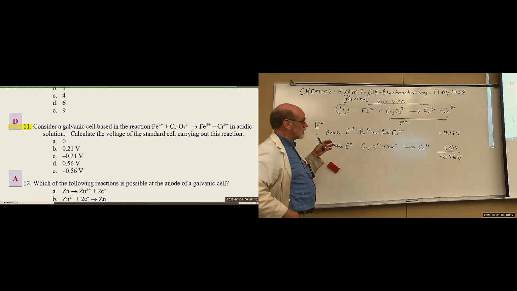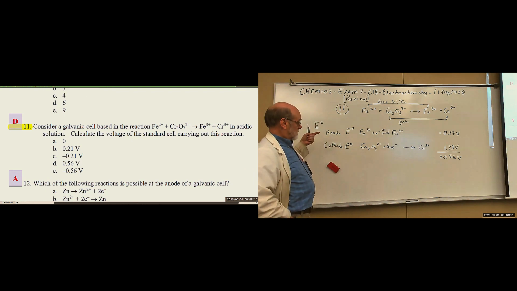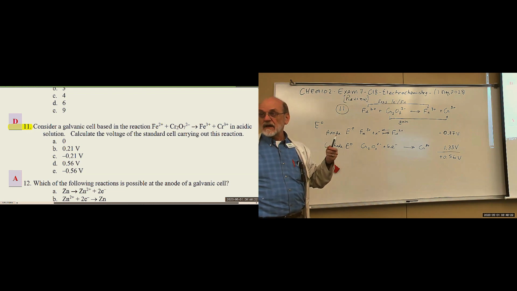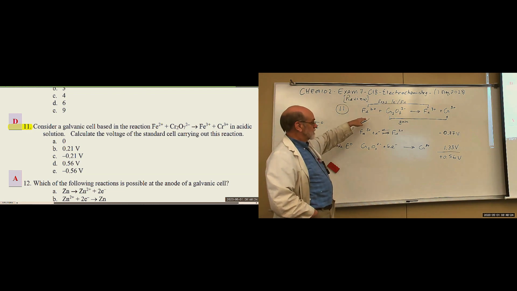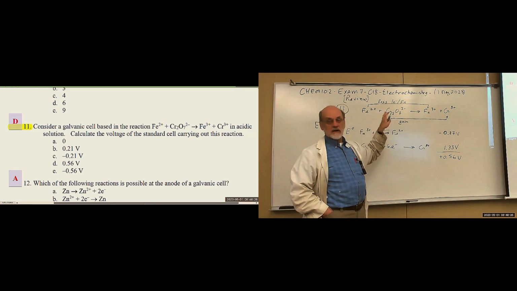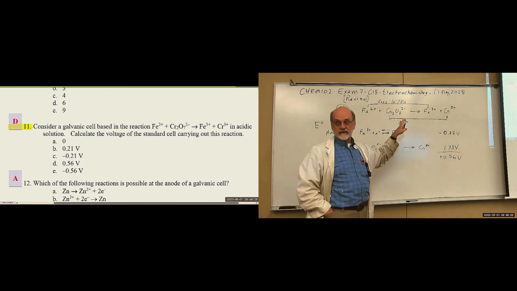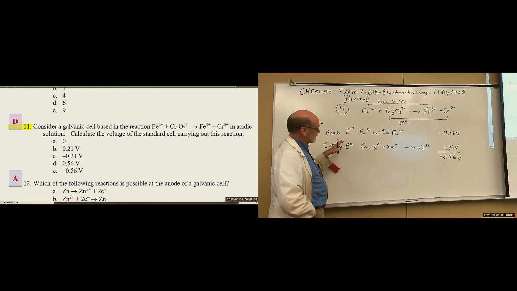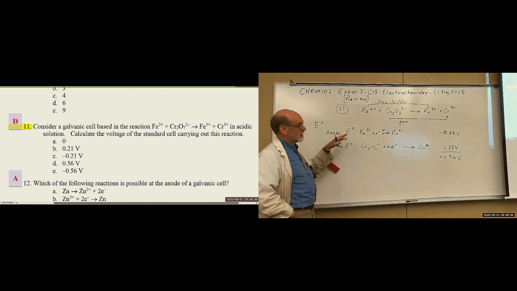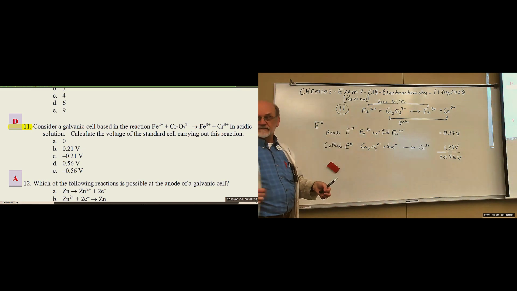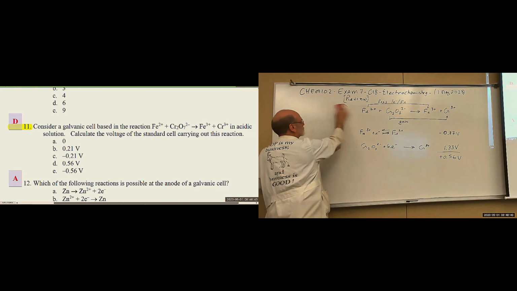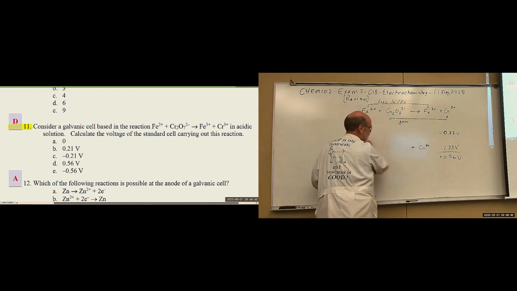Now, if we wanted to determine the actual value for the potential for this cell, we'd have to know the concentrations. And we'd have to put these together with the waters and the hydrogens included in order to calculate the Q. Right? So we couldn't do this, the actual potential for this cell with the information we're given. Just a side note, in case you were wondering.